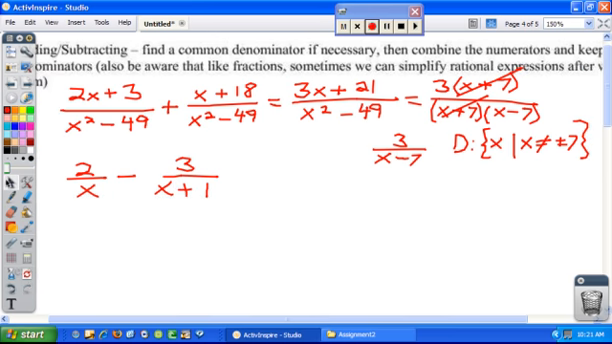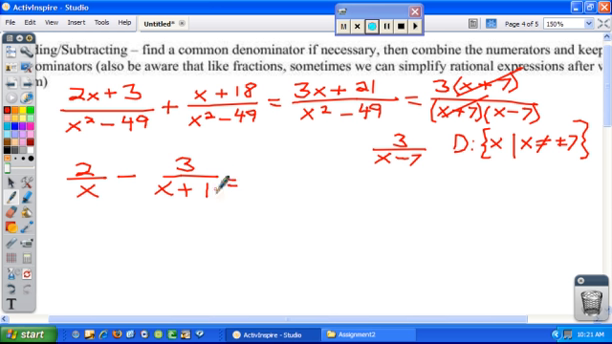A lot of people, when they do this, they see this x and this x plus 1, and they think, oh, I just have to add a 1 to this denominator. Everything will be okay. Well, when you're creating a common denominator, you're not allowed to add. You can only multiply. No adding allowed when creating a common denominator.